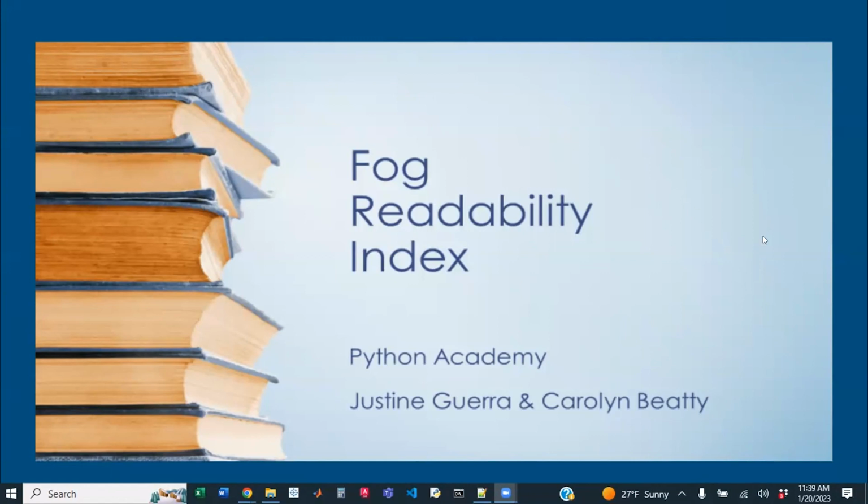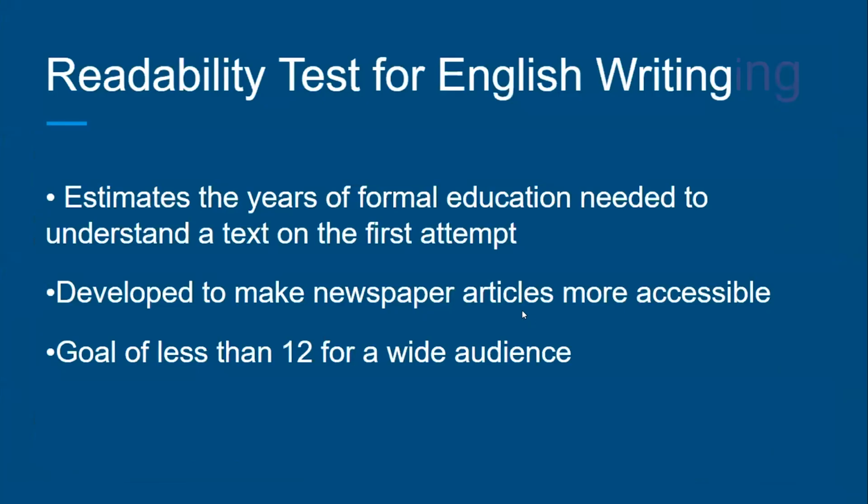So Carolyn and I worked on making a code on the FOG readability index. The readability index tests writing and estimates the years of formal education needed to understand that text on the first attempt. It was developed to make newspaper articles more accessible, and their goal was to lower the reading level and broaden the audience.